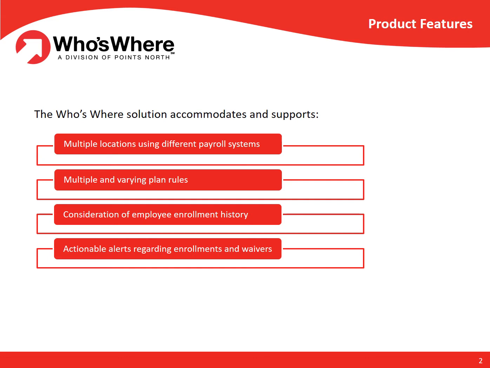The Who's Where solution takes a unique approach to tie together all data related to an employee's eligibility and configures the system to fit your plan rules, no matter how many plan variations you offer or how many payroll systems are used throughout your organization. The Who's Where solution accommodates and supports multiple locations using different payroll systems, multiple and varying plan rules, consideration of employee enrollment history, actionable alerts regarding enrollments and waivers, and more. Let's take a look at the solution.